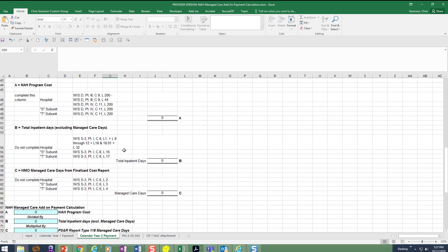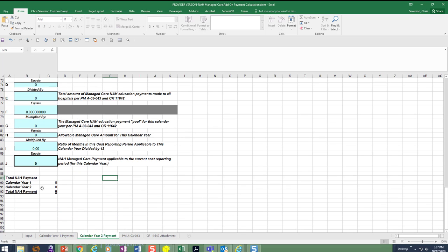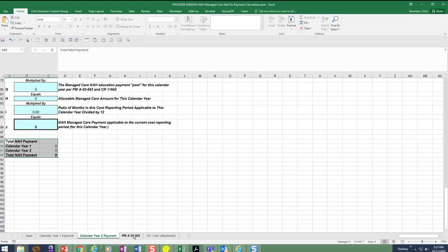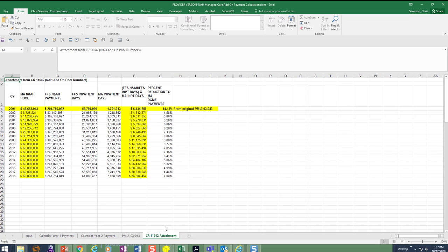It's identical to calendar year 1. It's just pulling data from, of course, the calendar year 2 cost report. It'll give you the same summary down here. Now, if you ever need to see the original Change Request 2692, we have a tab for that here. And if you want to see the Change Request 11642 attachment, it'll be listed here as well.